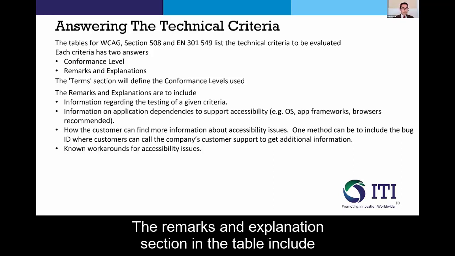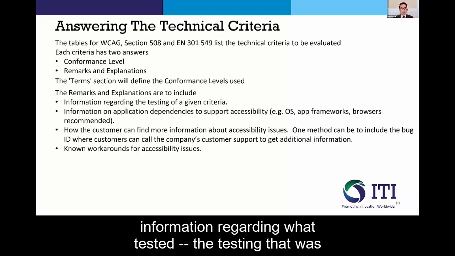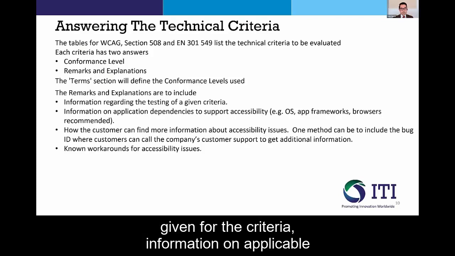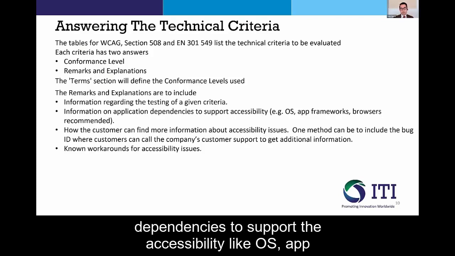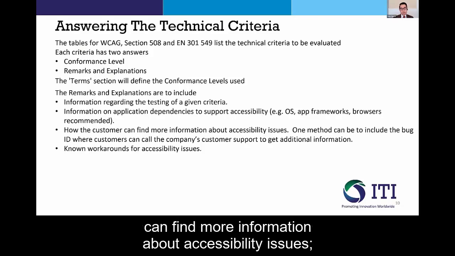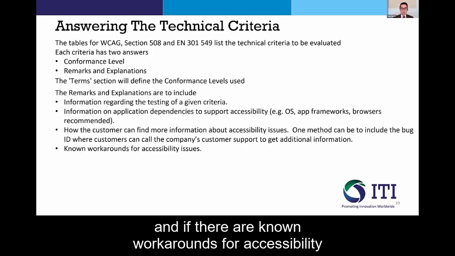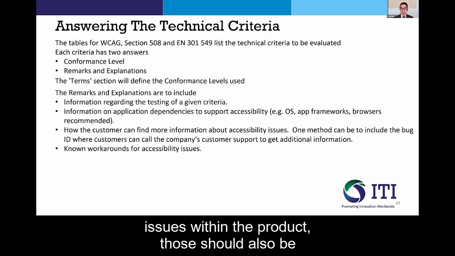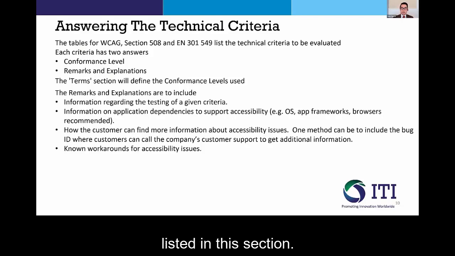The remarks and explanations section in the table includes information regarding what was tested, the testing that was given for the criteria, information on applicable dependencies to support the accessibility, like OS, app frameworks, and browsers that were recommended, and how the customer can find more information about accessibility issues. If there are known workarounds for accessibility issues within the product, those should also be listed in this section.